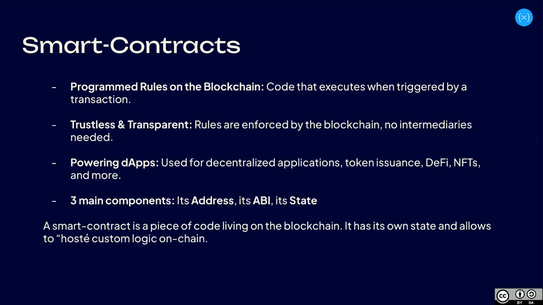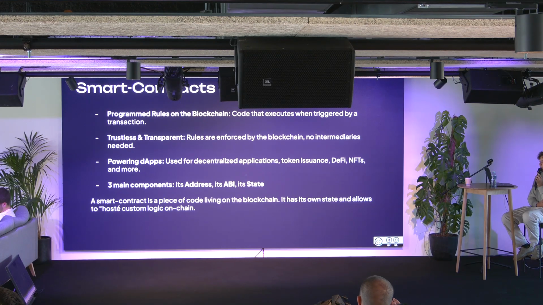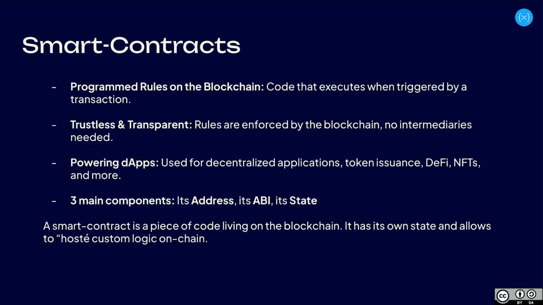very interesting. It is trustless and transparent. So the rules of those smart contracts, the program itself, is executed by the nodes of the chain, which means that there are no intermediaries needed. So when you are using a smart contract, basically you are running a piece of code on the number of nodes that there are in the chain. And so you are sure that the rules are enforced by the chain. And basically this is what powers dApps. dApps stands for decentralized application. And this is the core engine of all this Web3 idea.